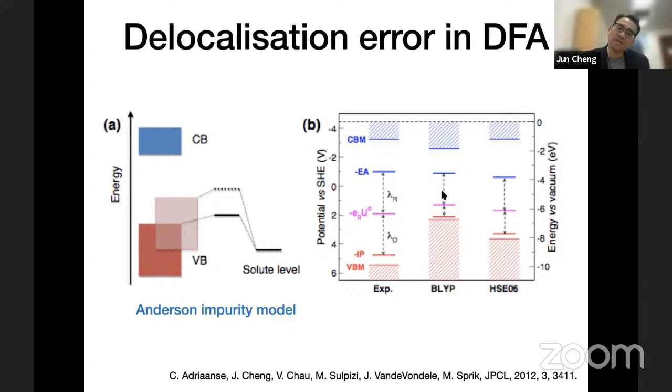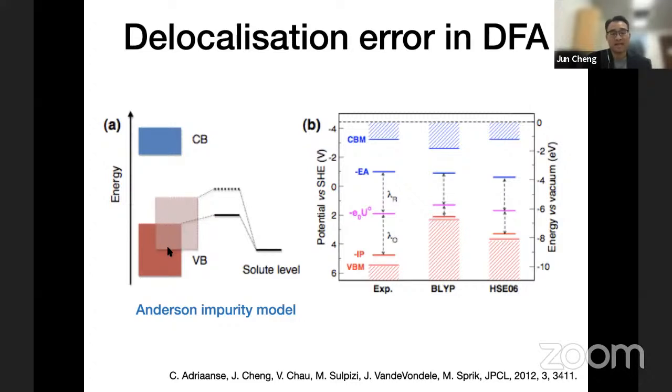Just to point out, the reason we can do this alignment to put those band positions is because we are using this computational hydrogen electrode I just mentioned, so that we can directly compare the band positions with experiment. How is that related to the error in the redox potential? We use the so-called Anderson impurity model. If we have any solute level, like an atomic level in, for example, chlorine, it can interact with the band. Think of the solute as the impurity, right? So that will be an impurity level in an oxide.